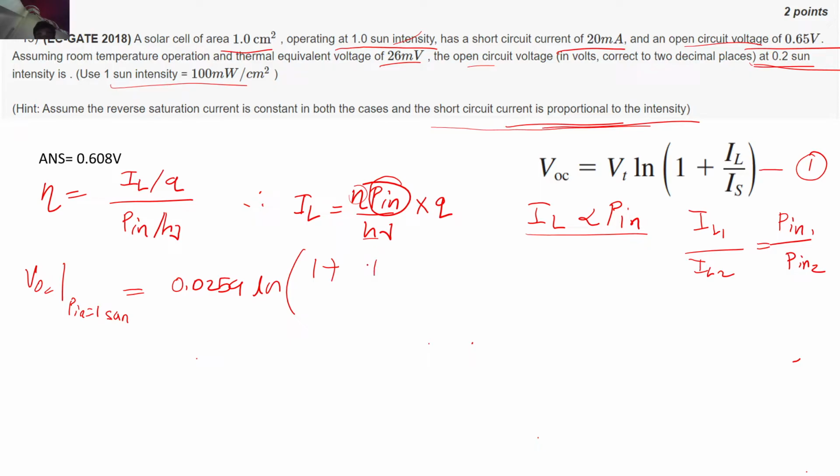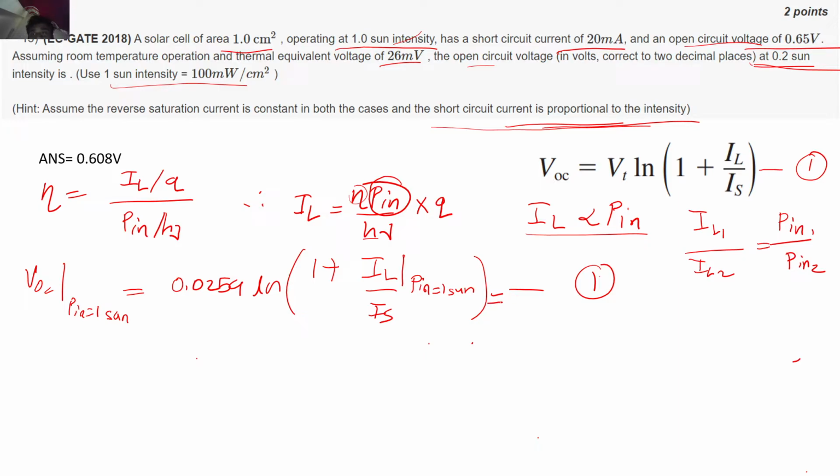So IL upon IS we have to keep as it is, because nothing has been given to me. We can only write it as IL upon IS at P_in equal to 1 sun intensity, right? So let's say this is equation number 1. Now similarly we will write the open circuit voltage for the second case. This has been given, let me write it.